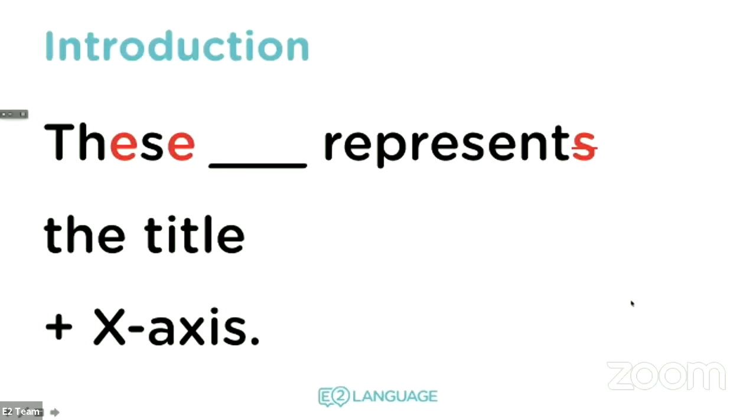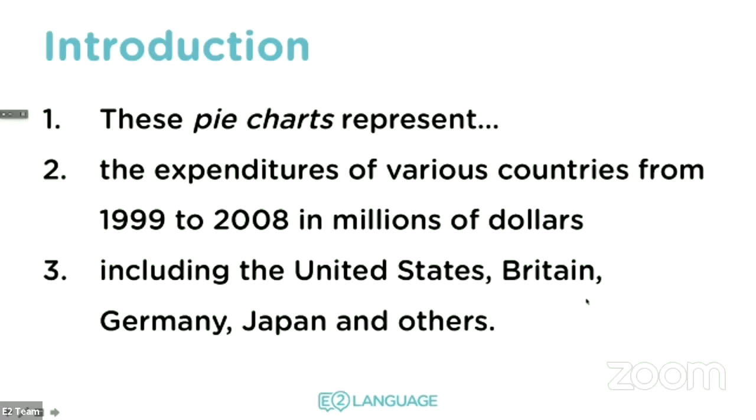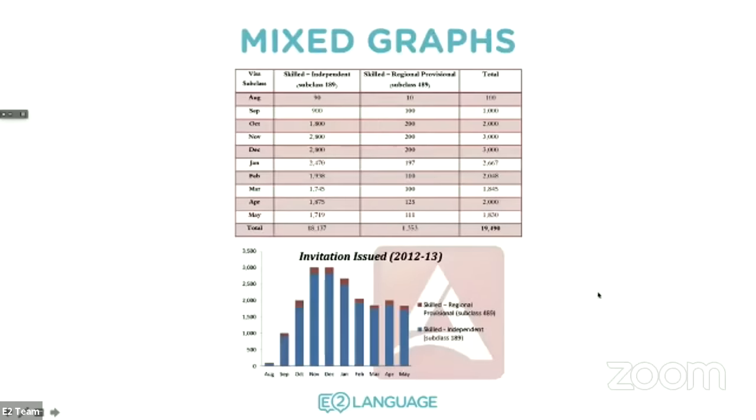This one is one of those examples. We can't do it with this one. But what we must remember is we're talking about what these pie charts represent. So we change that grammatically a little bit. The title plus the x-axis. Fine. And these mixed graphs, well, what do you do here? Okay. The same principle applies.